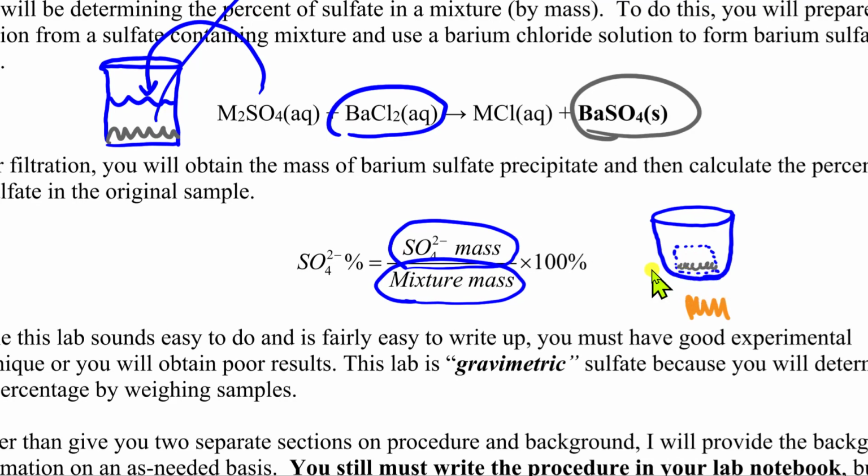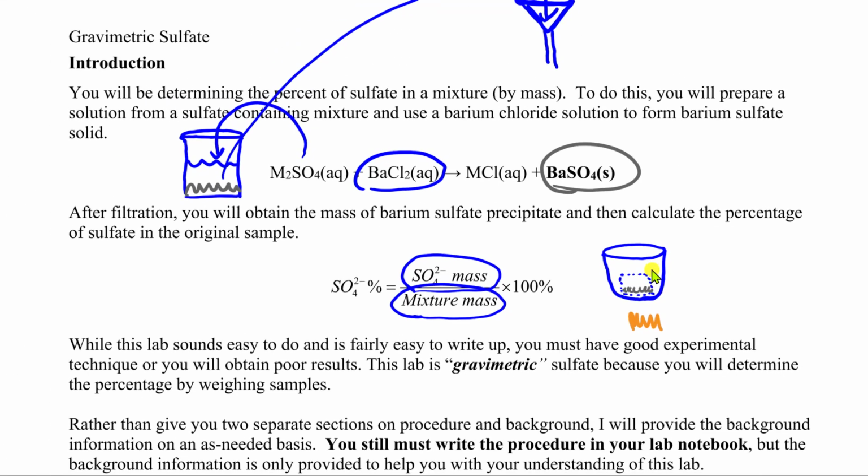Now, barium sulfate won't decompose in the heat, but the paper will. Eventually all the paper will burn away in the crucible, and then we can allow this sample to cool and record the mass of barium sulfate.